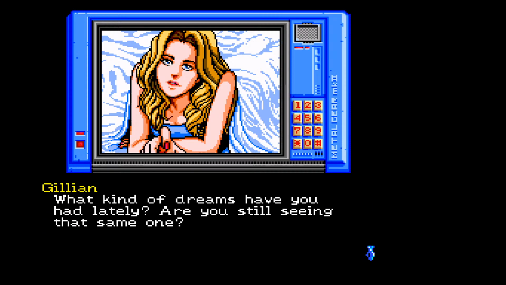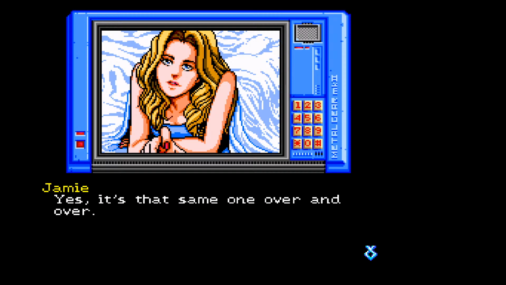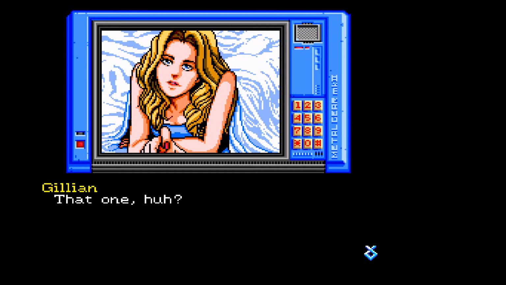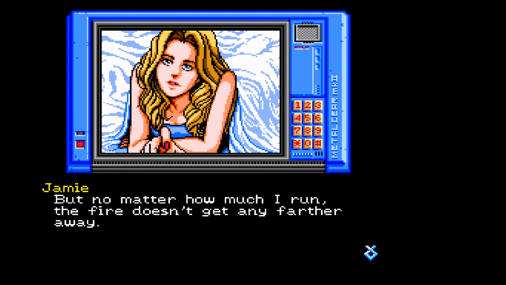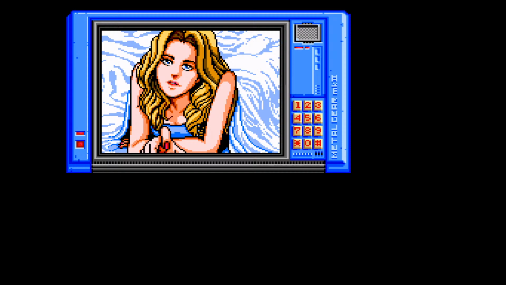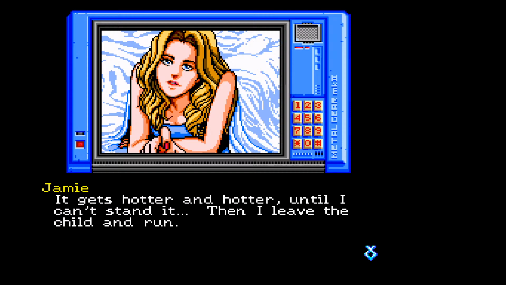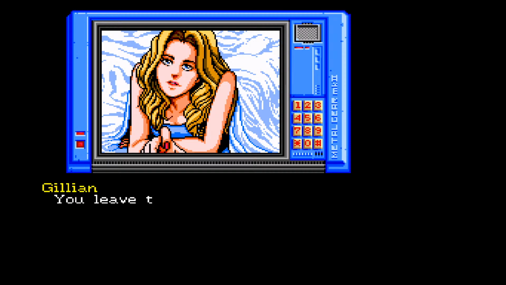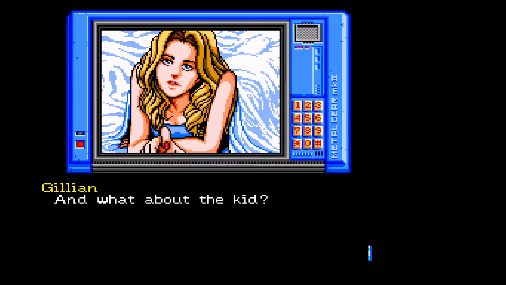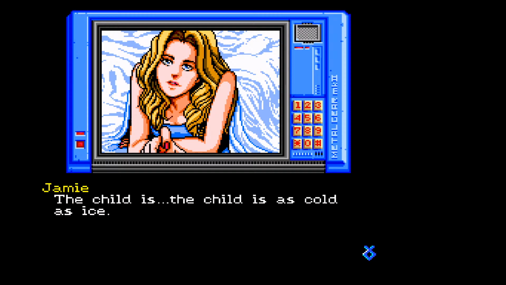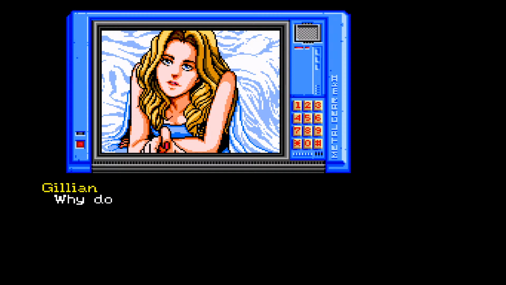What kind of dreams have you had lately? Are you still seeing that same one? Yes, it's that same one over and over. That one, huh? Yes, I'm carrying a child and running from a fire. But no matter how much I run, the fire doesn't get any farther away. Then what? It gets hotter and hotter until I can't stand it. Then I leave the child and run. You leave the child? And then the flames grow brighter and grow and grow. And what about the kid? The child is as cold as ice.